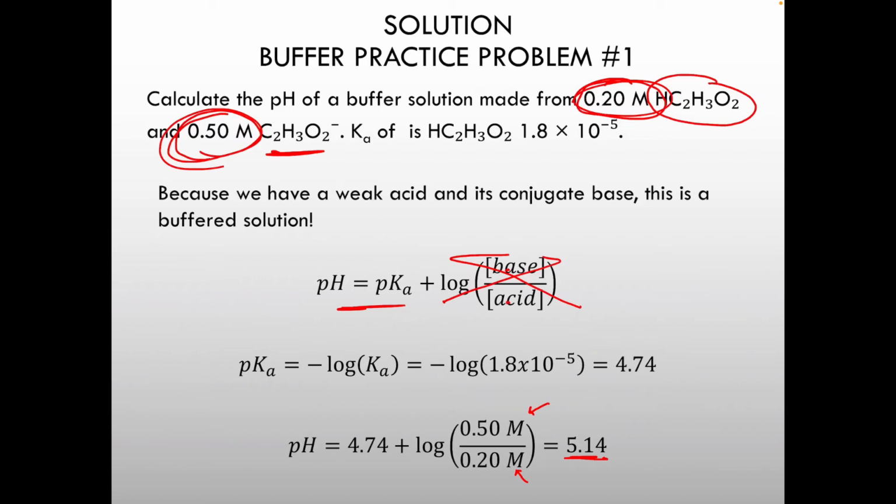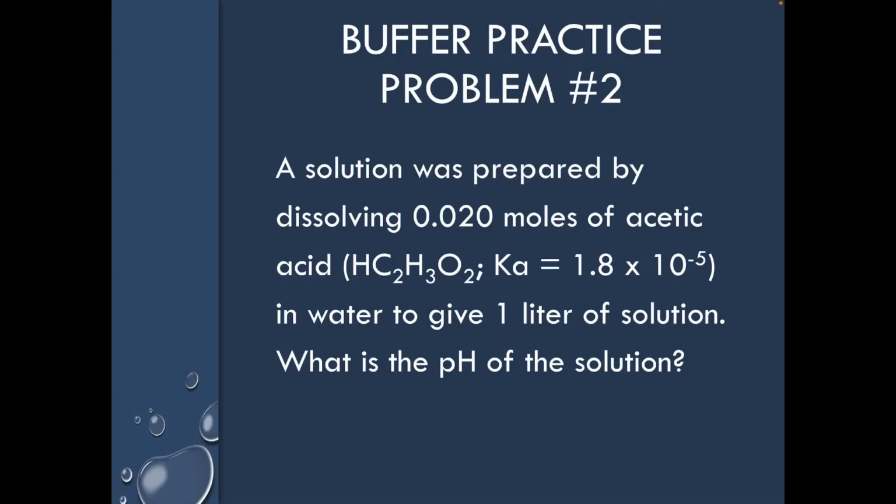However, in this buffer, they're not equal, and we have more of our base than we have of our acid. And since we have more base, our pH is coming out more basic than our pKa. So that makes sense. That's always a really good check to make sure that you've done everything correctly and put things into your equation in the right order. All right, let's try another one.